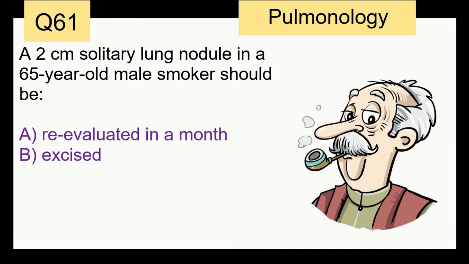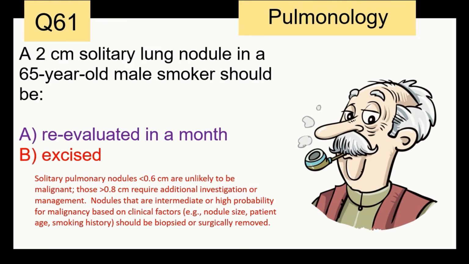Question 61. A 2-centimeter lung nodule in a 65-year-old male smoker should, of course, be excised because it's bigger than 1 centimeter and he has risk factors. If it's bigger than 1 centimeter, then it generally does need to be removed, but for sure in a smoker, and for sure when it's 2 centimeters.